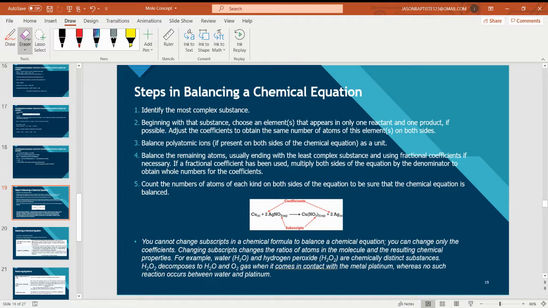So right there we can see that if you actually change the subscripts of any element in the molecule, you will end up with a different compound on the whole. So keep that in mind. We only change coefficients, not subscripts. So let's move along now and dissect these steps on what we just learned.